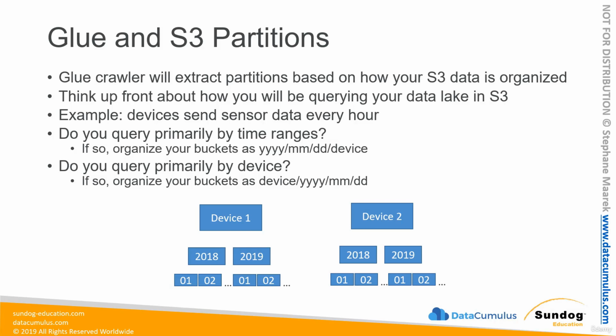On the other hand, if you're querying primarily by device and not by time, you might want to put the device first. That way your primary partition would be the device ID, followed by the year, month, and date. So if you're going to be querying for specific individual devices all the time, and that's the primary thing you want to partition on, you'd want to make that the top level bucket that you're organizing your data under within S3. This is something that you might see in the exam: what's the optimal way to organize your data being stored on S3 such that Glue can extract that and present it as partitions that make sense for what you're going to do with it?